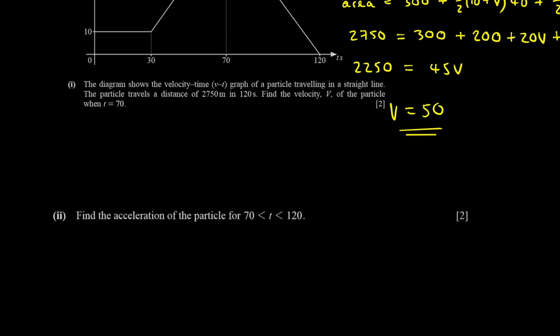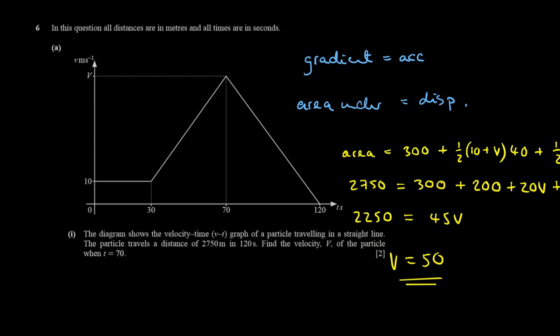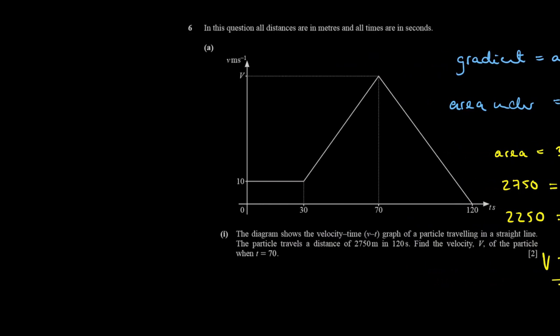All right, then the next part of this, we want to find the acceleration of the particle when t is between 70 and 120. So that's this part of the graph, isn't it? And what I said earlier is that the acceleration is given by the gradient. So basically what we're being asked to find is the gradient of this thing. So I'll just move across to the left to do that. What's the gradient over here?